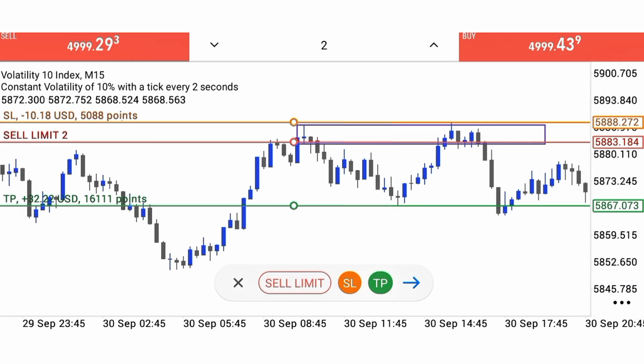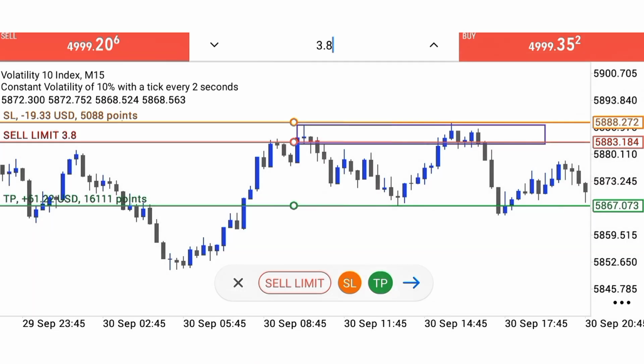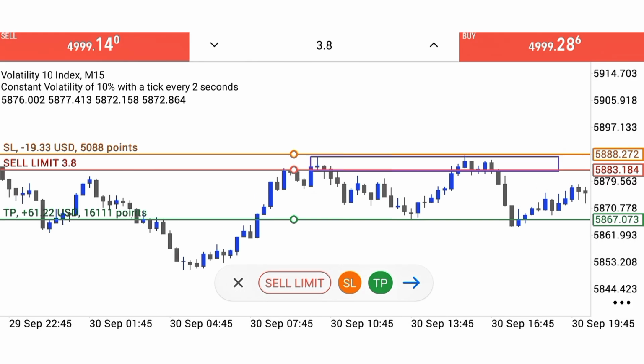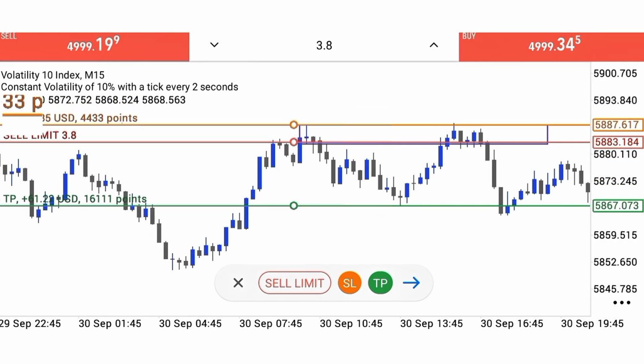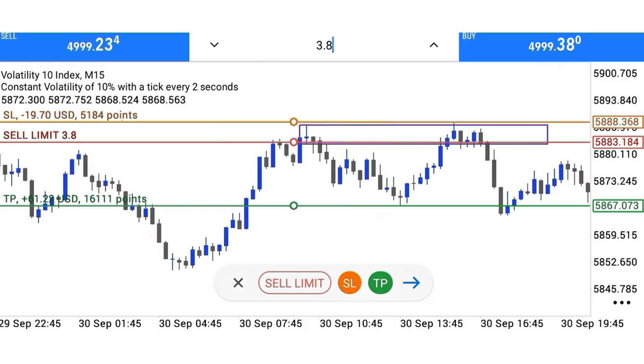If I increase it to 2, I will have 10.18 as my risk. So let me increase it to 3.8. That means I'll be risking $19.33 for this trade, and I'll be making $61 for the trade. So it's very, very simple like that.